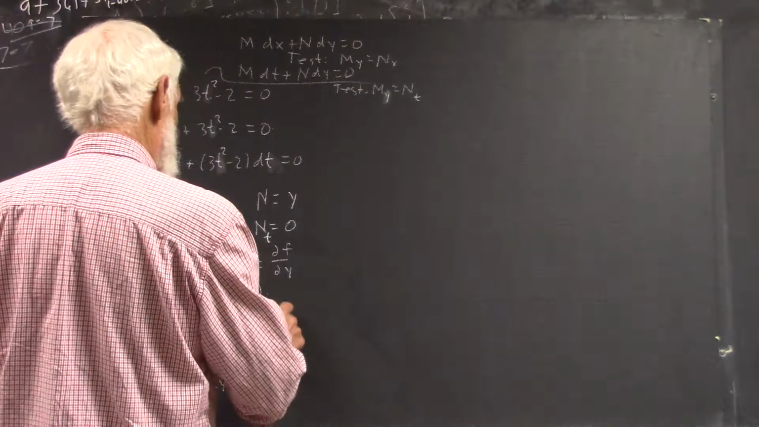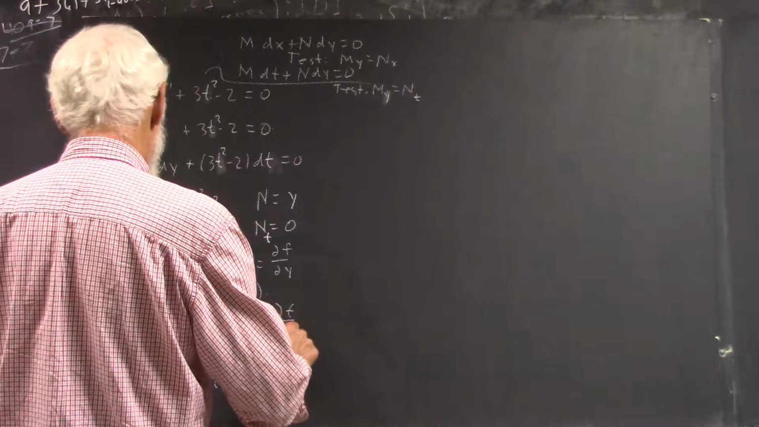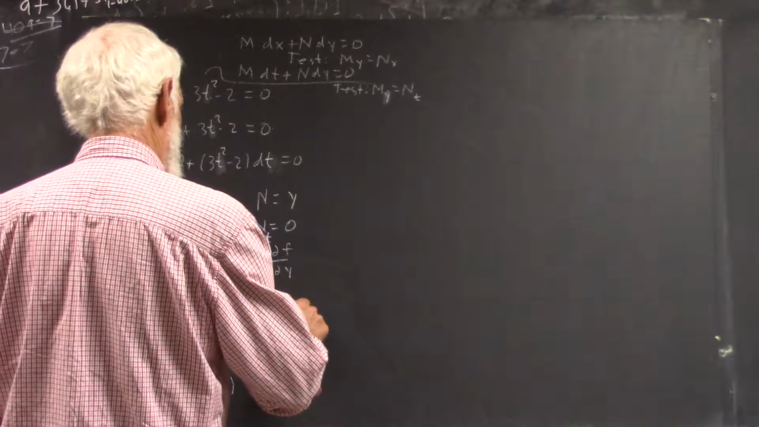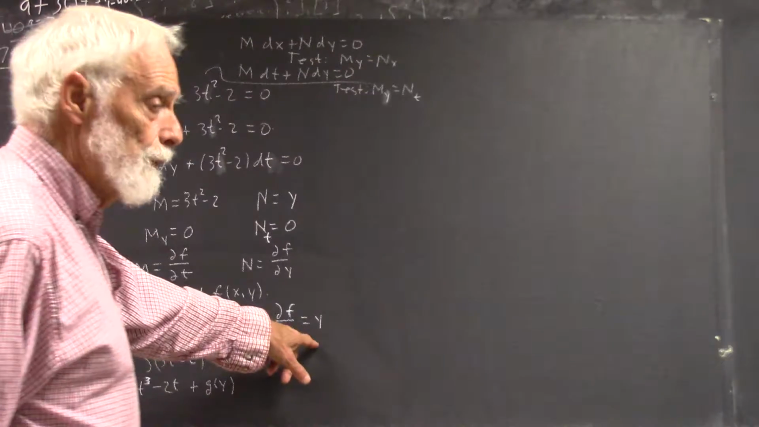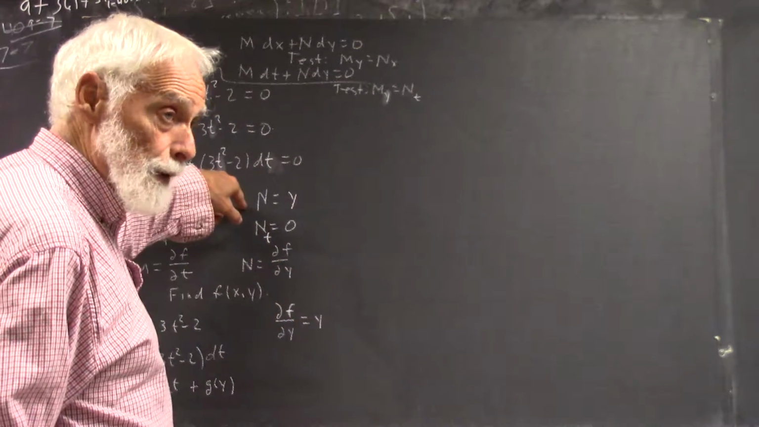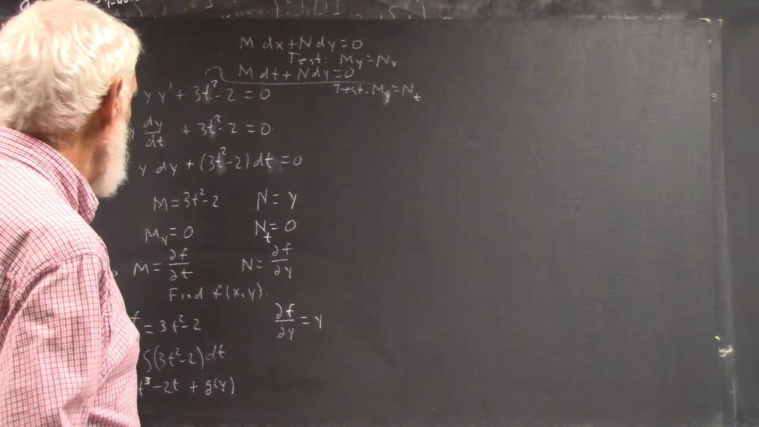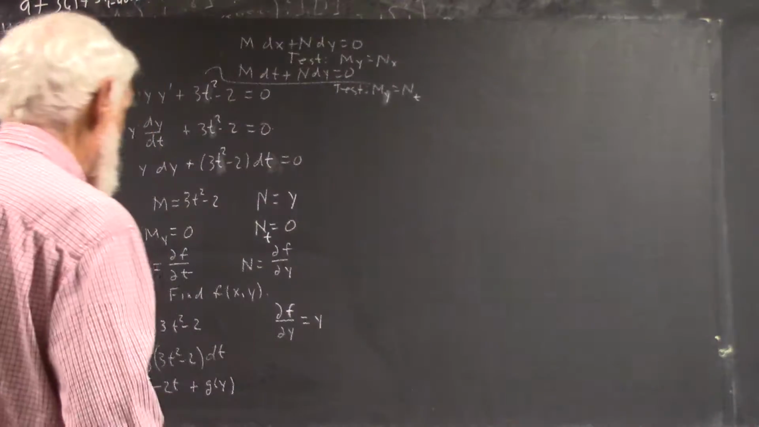Okay, because when we do the partial of f with respect to y, it equals y, because, of course, N is the partial of f with respect to y, and N is what's in front of dy, which is the y.